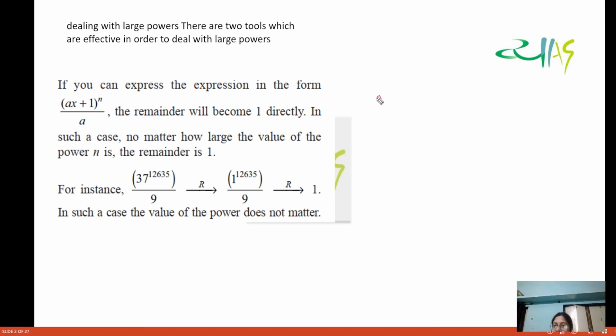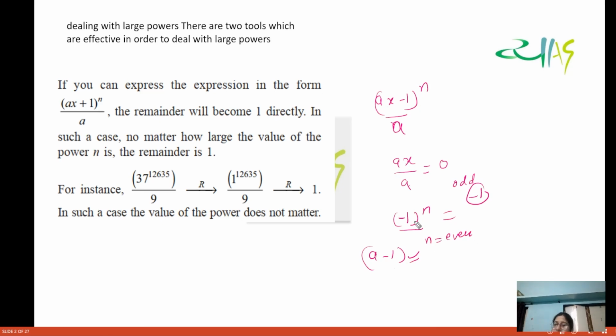Similarly, if you get the number in the form of (ax minus 1) to the power n divided by a, then when you are doing ax divided by a, you get remainder 0, and then minus 1 is left, and then just do (minus 1) to the power n. So if n is odd, you will get minus 1. Then you will have to subtract the remainder, so a minus 1.